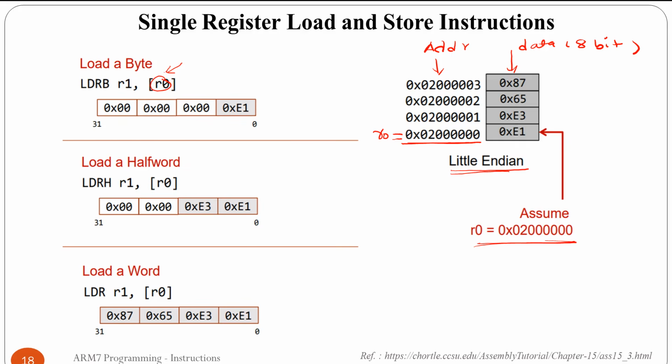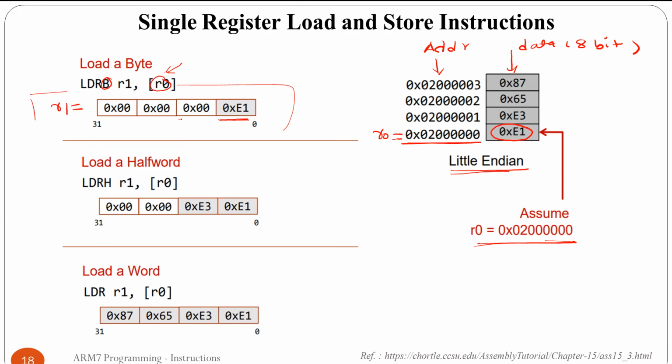After executing this instruction, first it will look for the address which is pointed to by R0. R0 is pointing at this location, and at this location we have 0xE1. Now we have to load only 1 byte of data, because it is mentioned in the instruction itself. So this 0xE1 will be loaded into the lower byte of the register R1, and the remaining bits are filled with 0. That's why you will get 00 in the remaining bits, because we are copying only 1 byte of data.